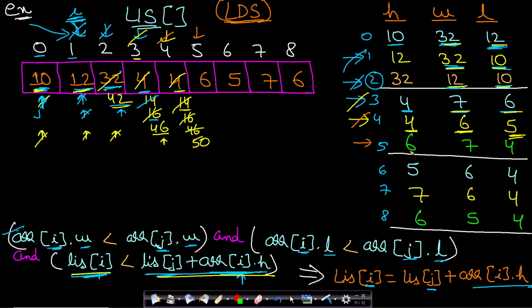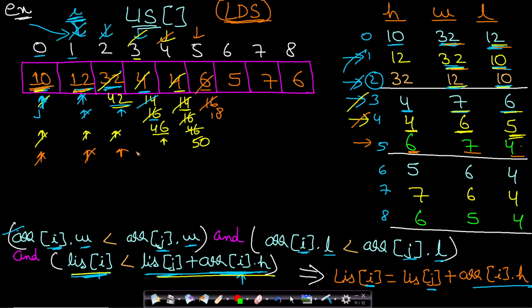We are moving to this point 5. Again we will start our J pointer with this one 0. And again this 32, 12 is greater than 7, 4. So we will check if 10 plus this 6, 16, is greater than this 6. Yes. So we will replace it with 16. Again move on to the next point. This one 32, 10 is greater than 7, 4. So again 12 plus 6, 18 will be greater than this 16. Yes. So replace it here.